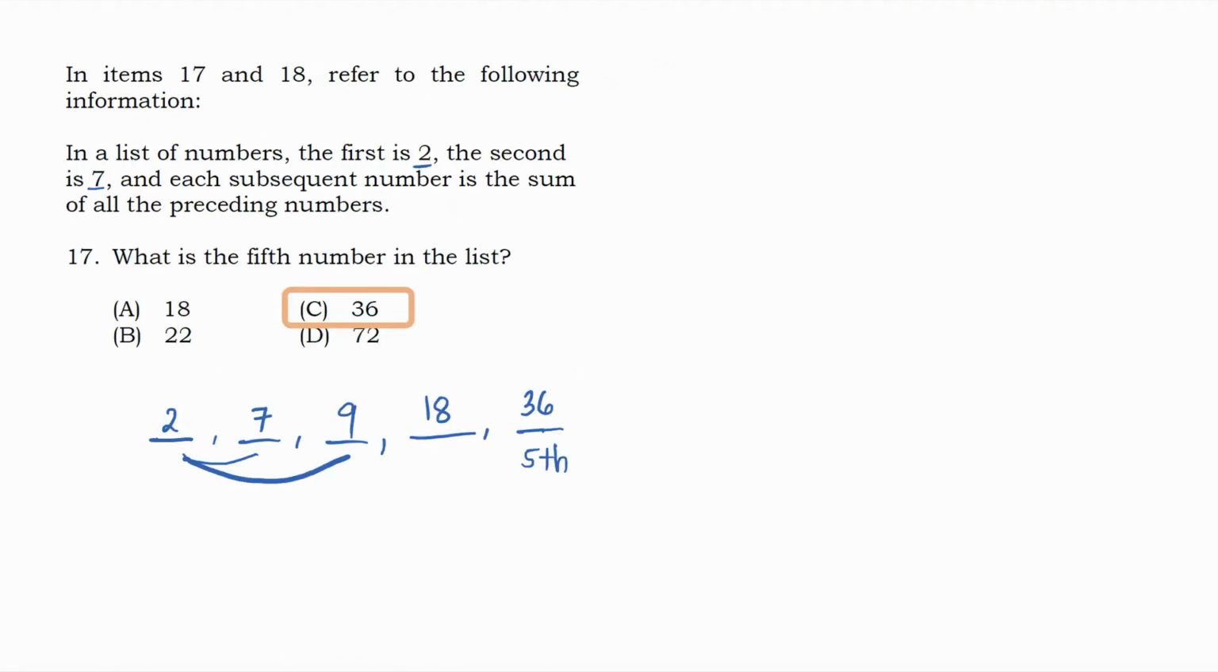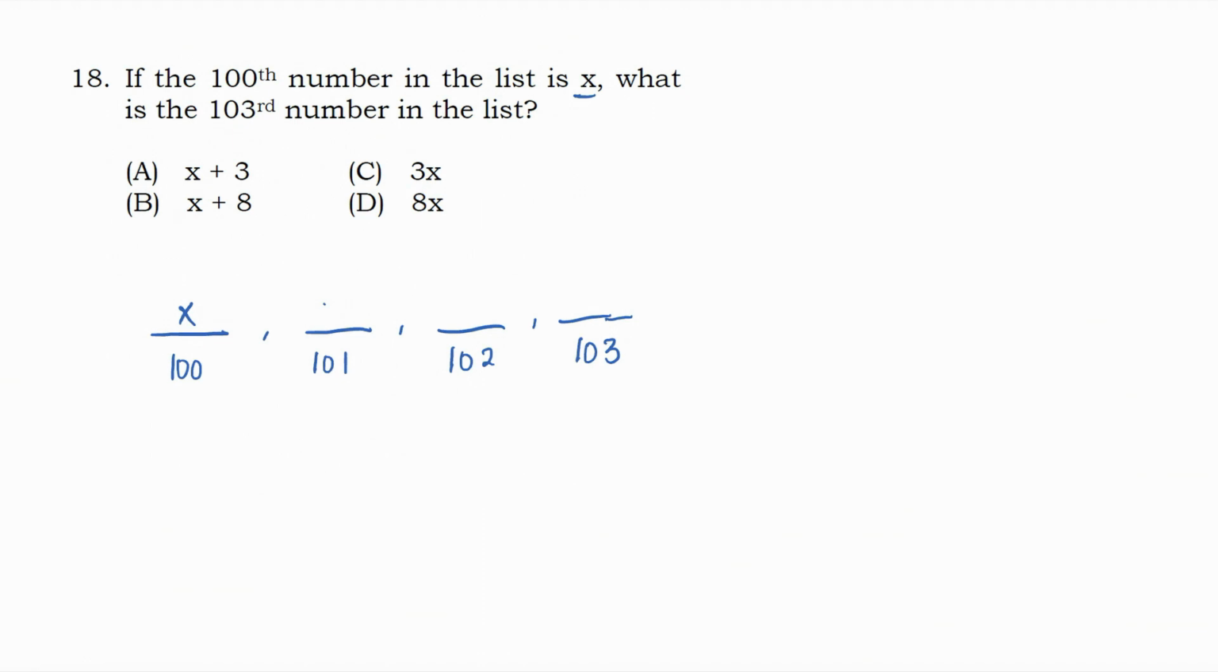As you can see here, dito sa number 17, yung preceding numbers, nadodoble lang siya or na multiply by 2. So, 9 times 2 is 18 and then 18 times 2 is equal to 36. And then, yung kasunod, ganun din. So, dito, sa number 18, imumultiply lang natin to yung x by 2. So, x times 2 is 2x. 2x times 2 is 4x. And then, 4x times 2 is 8x. So, the final answer dito is letter D, 8x.